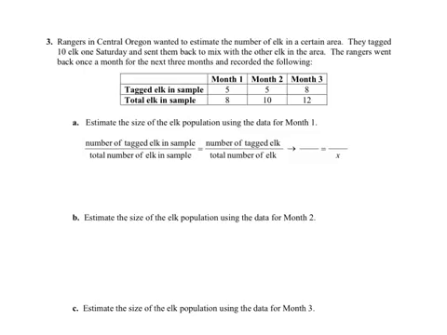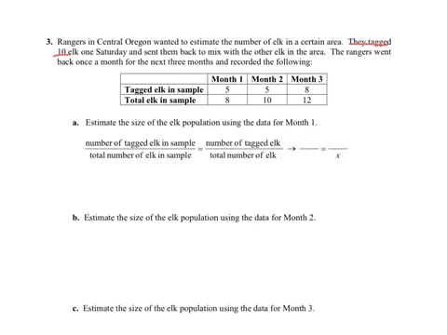Okay, so let's go ahead and underline some important information. Initially, what did they tag? Initially, they tagged 10 elk on one Saturday. And the chart here shows what they tagged these next 3 months. In month number 1, they had 8 elk in the sample, 5 of which were tagged. Month number 2, there were 10 elk in the sample, 5 of which were tagged. And then month number 3, they saw 12 total elk in the sample, and 8 of those were tagged.